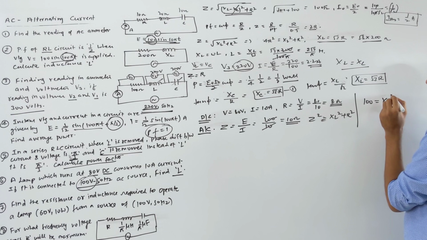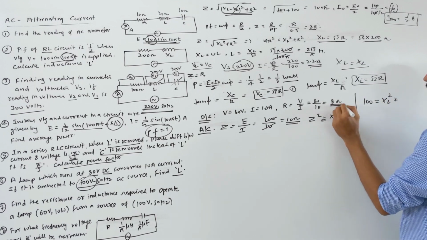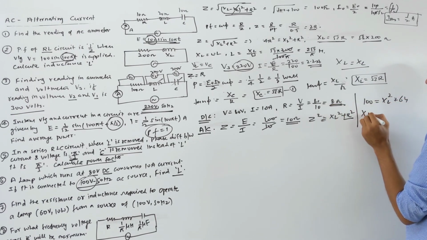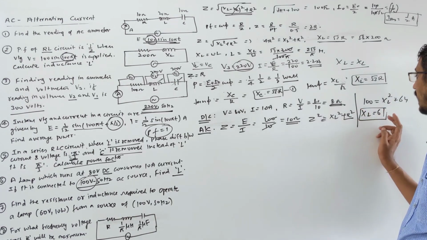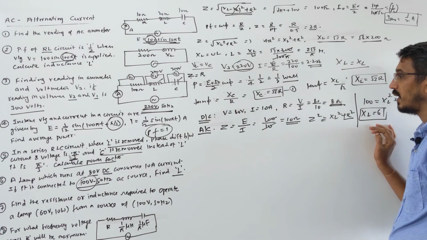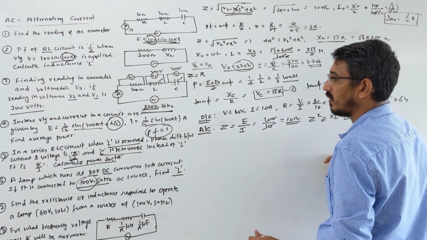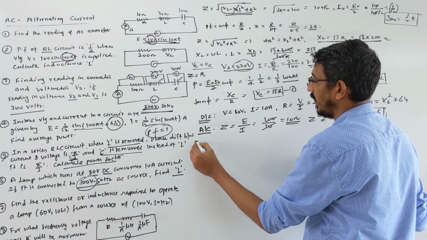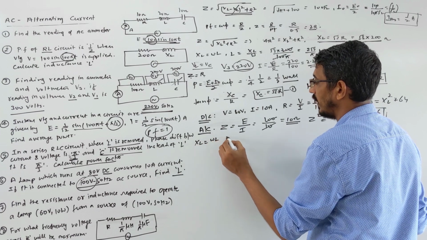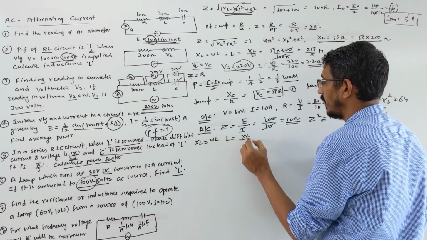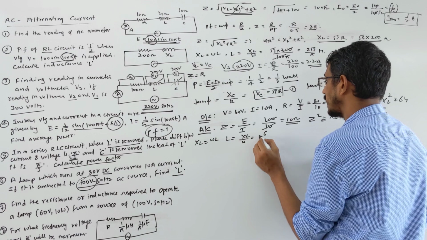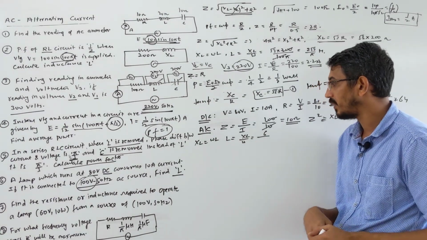XL, you want to calculate the square, and R we calculated as 64 here. So XL becomes 36, and the root of that is 6 ohm. Now XL came 6. We want to calculate L. So XL is equal to omega L. Let's calculate L. That becomes XL by omega. So XL is 6 by omega.